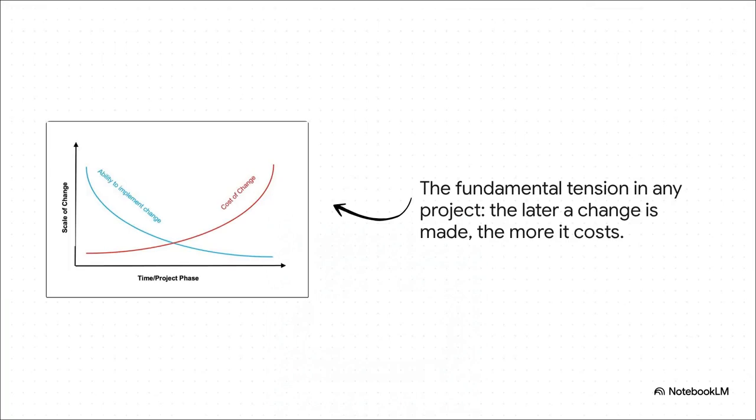Okay, so take a look at this graph. This visual right here, it says it all, really. This is the fundamental problem in any project. See, early on, when you're still in the design phase, your ability to make a change is really high, and the cost is super low. But as you move down that timeline, pouring concrete, putting up walls, your ability to change things just plummets. And at the same time, the cost to make that change skyrockets. This right here is the danger zone. It's where budgets and timelines go to die.